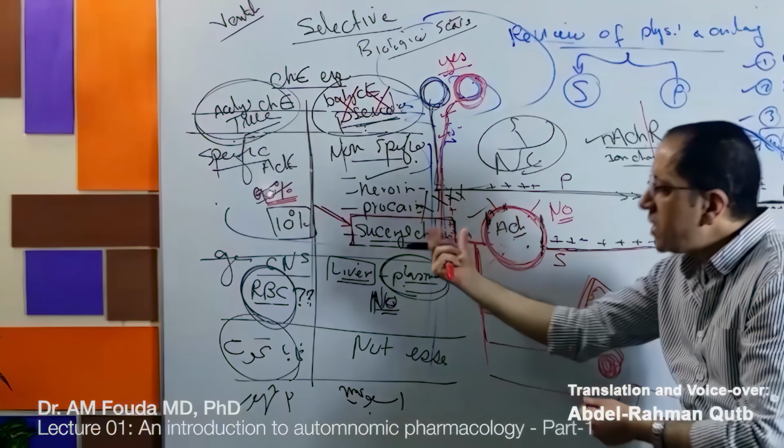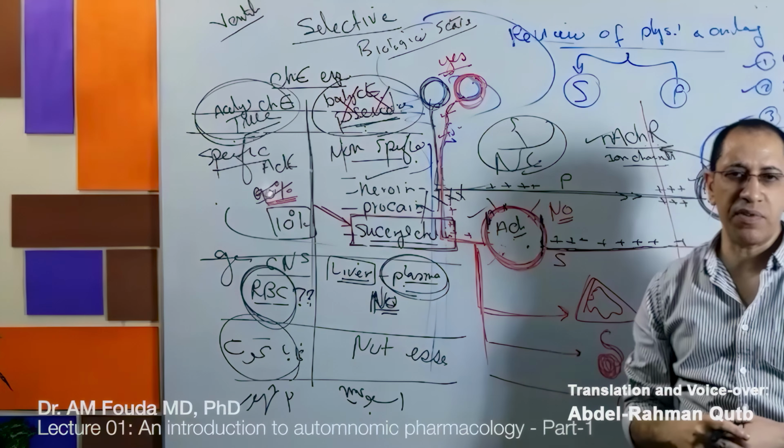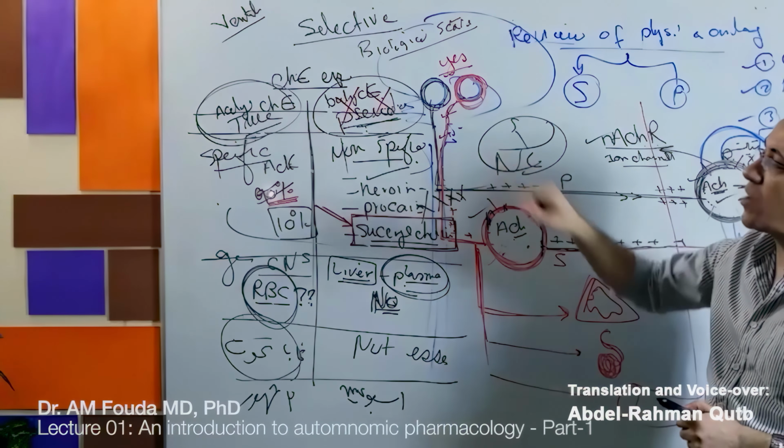Now I hope you understand the importance of this background in order to be able to understand the function of the autonomic nervous system and how we can interact with this function.